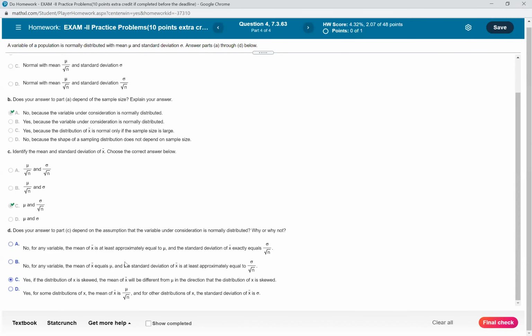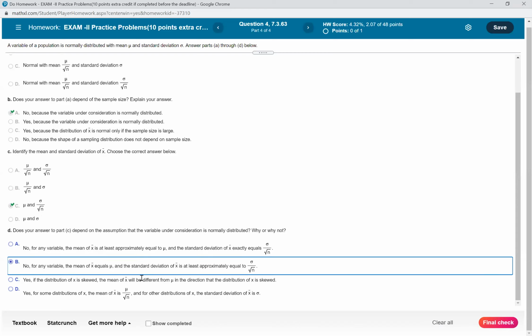Oops. No. So does your answer to part C... I'm sorry. In part C, we are not determining the distribution, right? We are just calculating the mean and sigma over square root of n, the standard deviation. So it doesn't depend on the distribution. So no, for any variable, the mean of x bar. I thought this question was asking about the shape of the distribution, about the normality. So no, for any variable, the mean of x bar is at least approximately equal to mu. So this one. So we're clear.